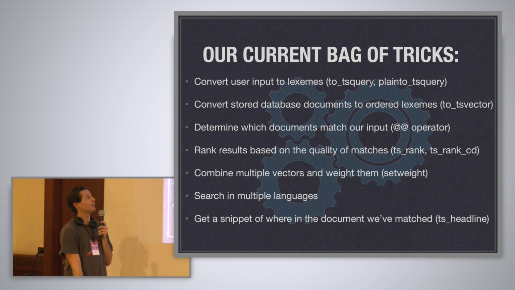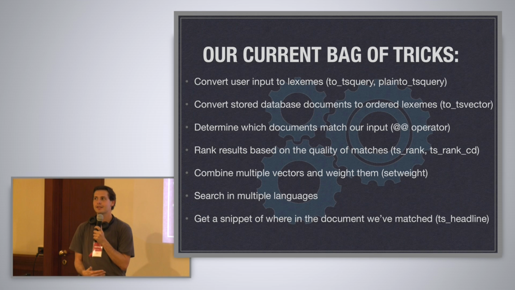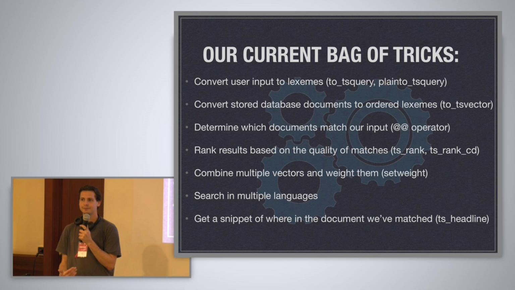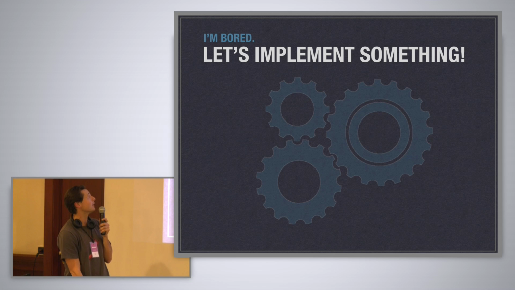So let's look at our current bag of tricks. We can convert user input to lexemes. We can convert stored database documents to ordered lexemes. We can determine which documents match our input. We can rank results based on the quality of matches. We can combine multiple vectors and we can weight them. We can search in multiple languages, and we can get a snippet of where in the document we've matched. This is actually quite a bit of functionality. And I think it's probably enough for us to actually implement something.